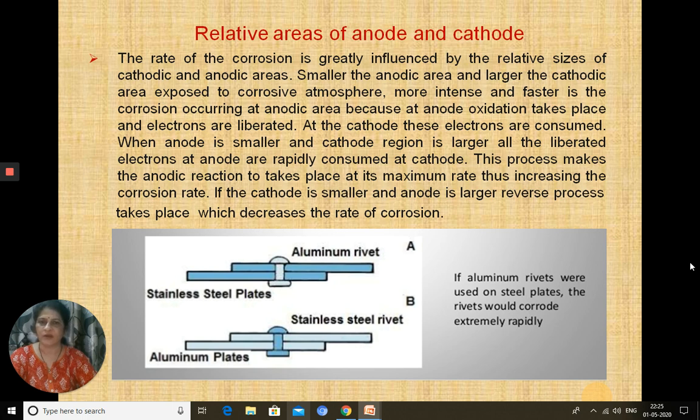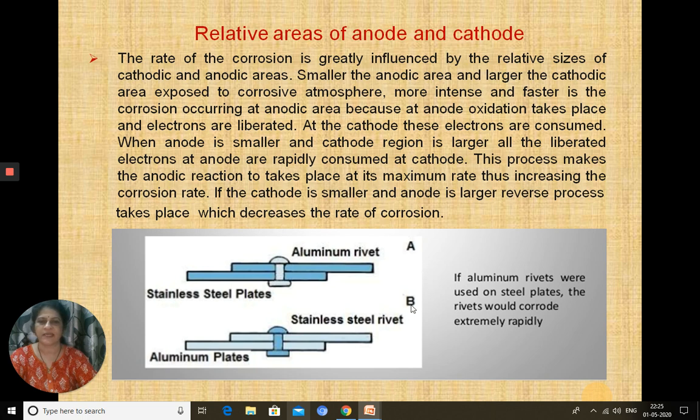When the anode is smaller and the cathode region is larger, all the liberated electrons at the anode are rapidly consumed at the cathode. This makes the anodic reaction take place at its maximum rate, thus increasing the corrosion rate. If the cathode is smaller and the anode is larger, the reverse process takes place, which decreases the rate of corrosion. Now let us discuss this point with the help of an example.